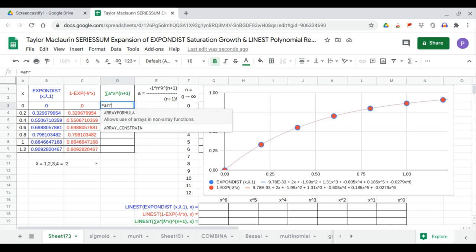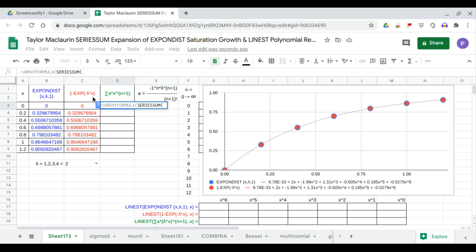And we calculate the Taylor-Maclaurin series sum. So array formula, series sum of the x values raised to the power n plus 1. So it starts from 1, comma, and the interval is also 1 because our n value is 0, 1, 2, 3, 4, 5, up to 12. So the interval is 1. And the coefficient will be along the n values.